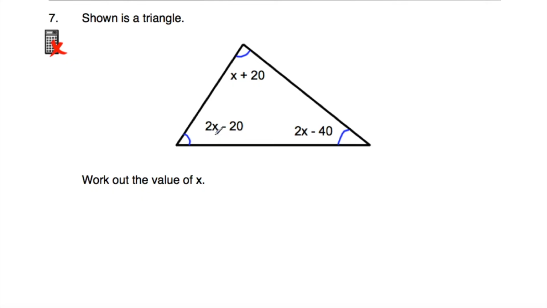We've got 2x's plus 2x's, that's 4x's, plus another x, that's 5x's. So it's 5x. And then we've got our numbers here. Then we've got 20, take away 20, that's going to be 0. Take away 40, that's going to be minus 40.